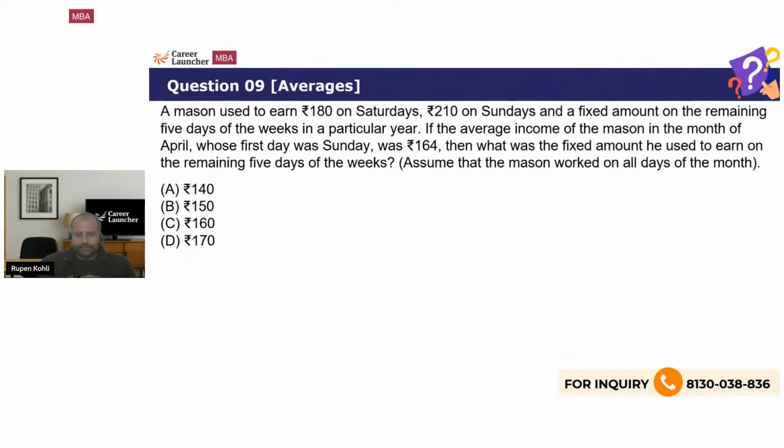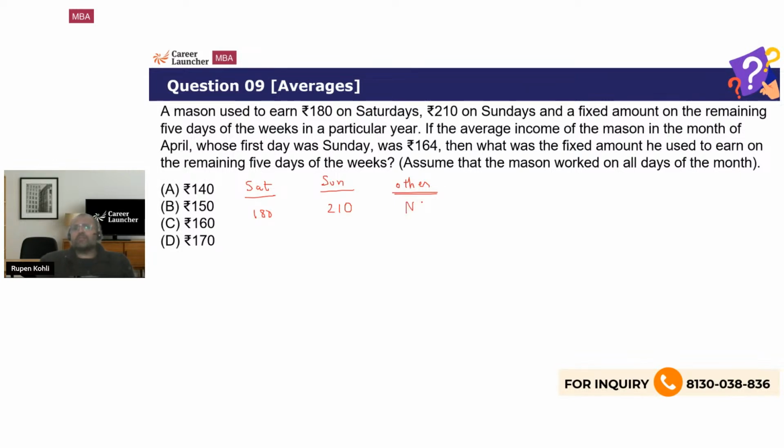Here we go. Averages. Now this is something I think everybody can do, right? Let's see. A mason used to earn 180 rupees on Saturdays. Saturday 180 rupees. 210 rupees on Sunday. अरे भाई, संडे को बुला रहे हो, छुट्टी का दिन होता है तो पैसे ज्यादा मांगूंगा मैं. And a fixed amount on the remaining 5 days of the week in a particular year. So other days, not some common value. Let's call that n rupees.